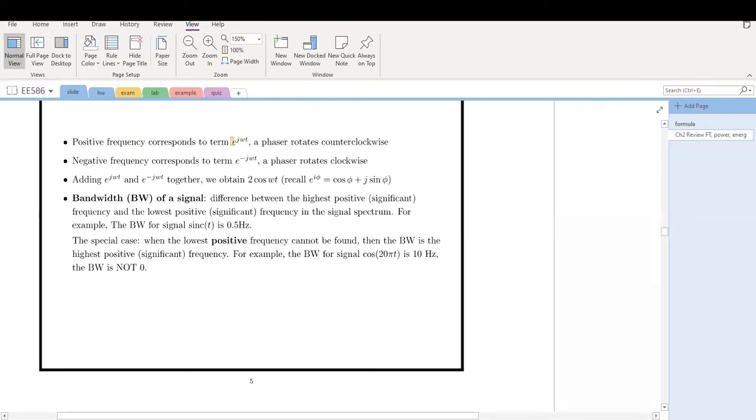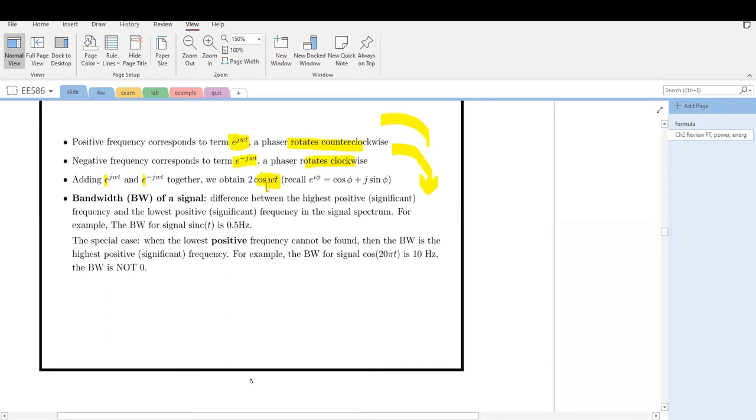Positive frequency corresponds to e to the power j omega t, that's a complex exponential. The phasor rotates counterclockwise this way. A negative frequency corresponds to the term e to the power minus j omega t. The phasor rotates clockwise here. We need both positive frequency and negative frequency; when they sum together, we can obtain cosine omega t. This is a real signal, and that's the signal we have in real systems.